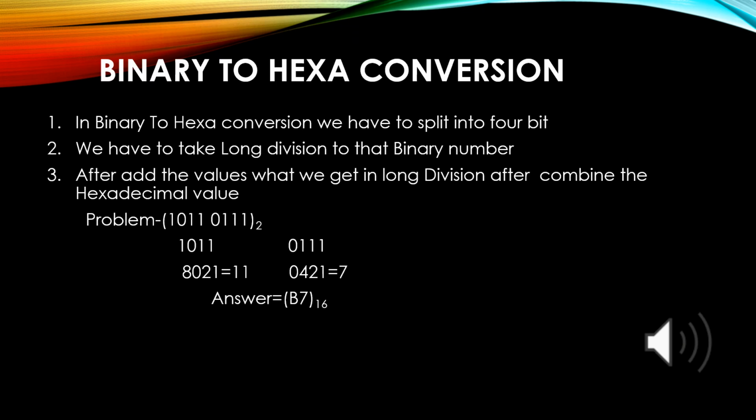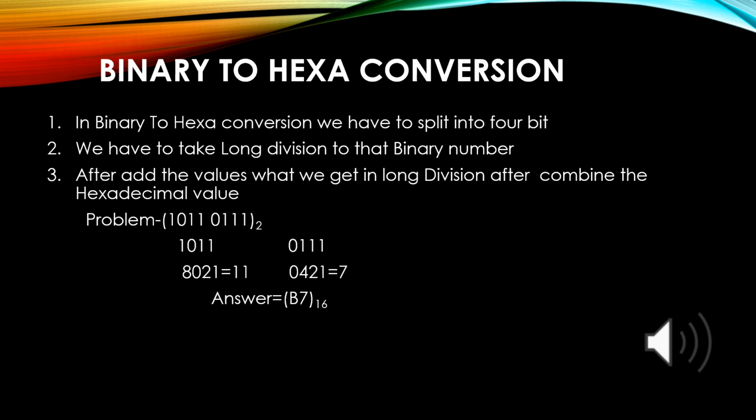Binary to hexadecimal conversion. In binary to hexadecimal conversion, we have to split into 4 bits and we have to take long division for the binary number. After that, add the values we get in long division and combine the hexadecimal values. The given binary value is 10110111. First, we have to split it into 2.